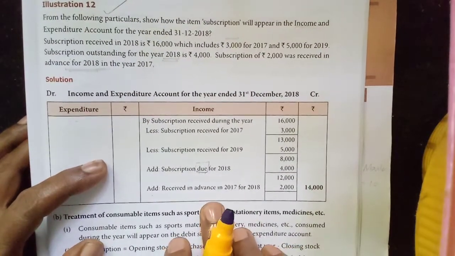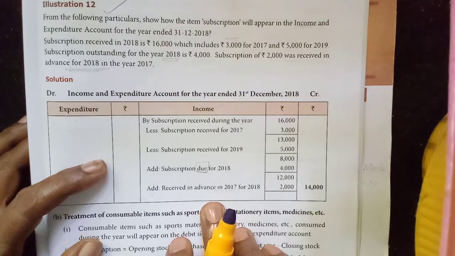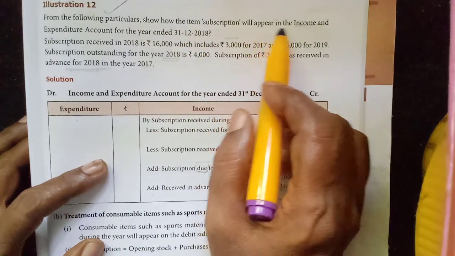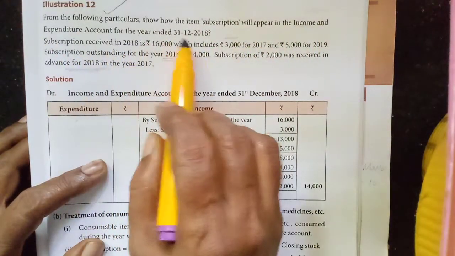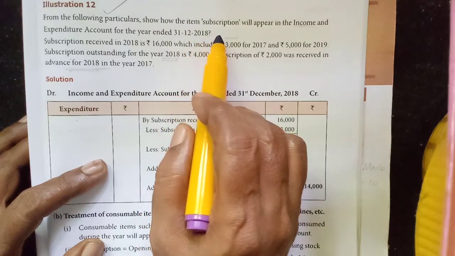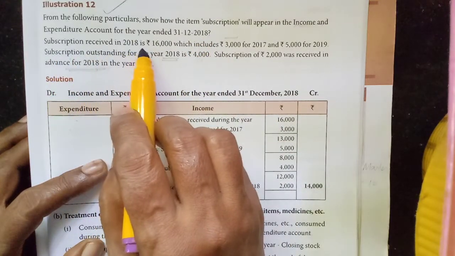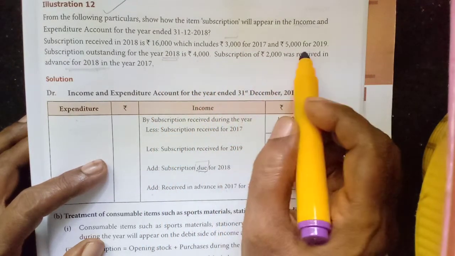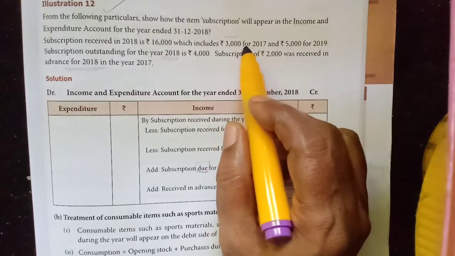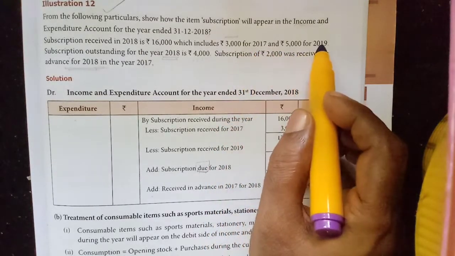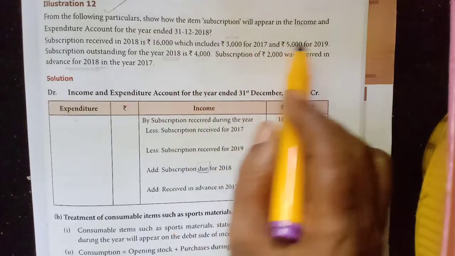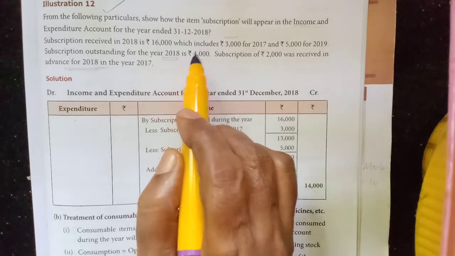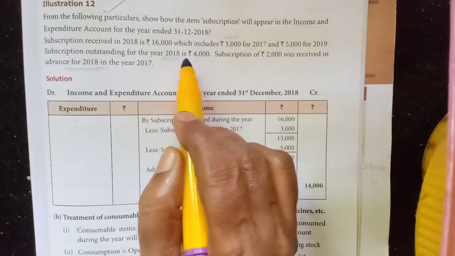Okay, treatment of subscription in the income and expenditure account and balance sheet. See, from the following particulars show how the item subscription will appear in the income and expenditure account for the year ended 31st December 2018. Subscription received in 2018, 16,000, which includes 3,000 for 17, 5,000 for 19. What we have to do with this one? This one is the previous year, this one is the next year, so we should deduct, minus. Subscription outstanding for the year 2018 is the current year, so we should add.